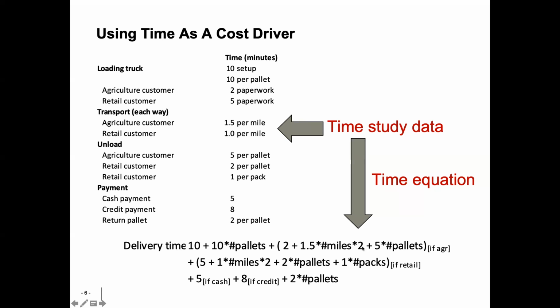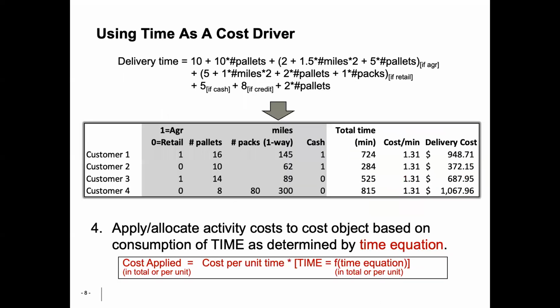So multiply it by 2 plus 5 times the number of pallets, that is your unloading. So we are taking that into consideration, and we do the same thing for retail. And if there is cash payment, there is 5 minutes involved. If it's credit payment, 8 minutes are involved, and then for returning pallets, we'll have some time to spend on that, 2 minutes per pallet. So we are taking a time equation for delivery here.